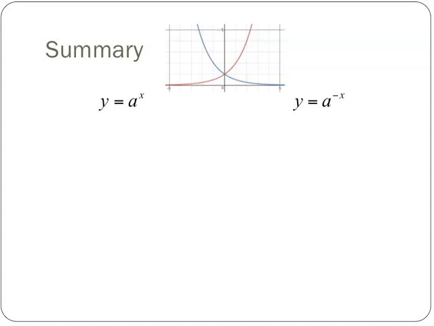So the first one is an example of exponential growth. So as x increases, y also increases. Whereas the second one we would call exponential decay. So as x increases, y decreases.